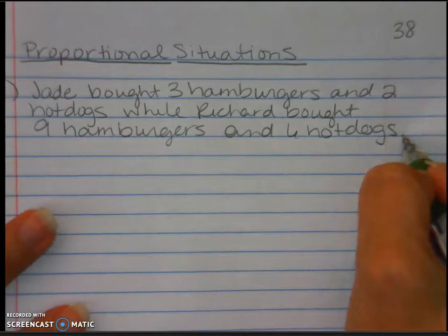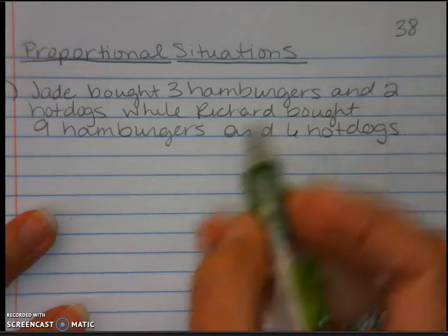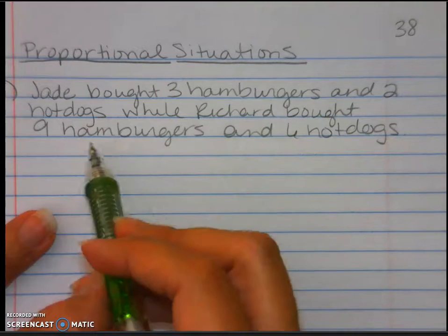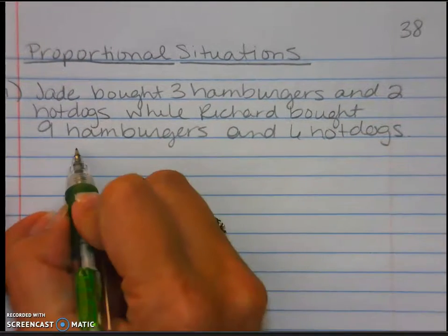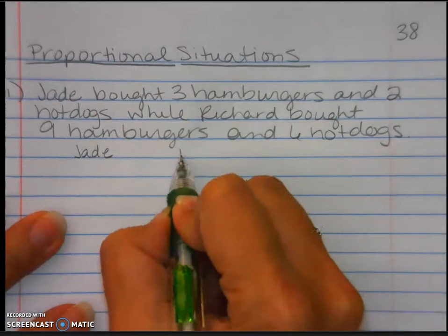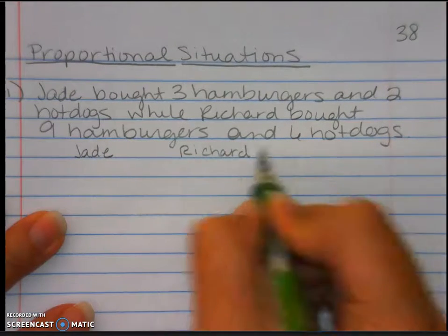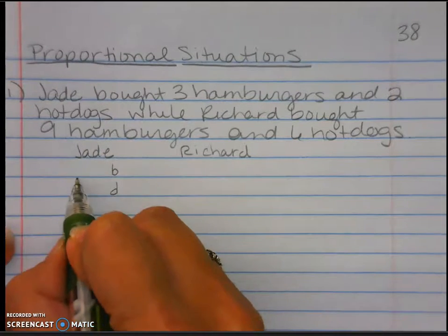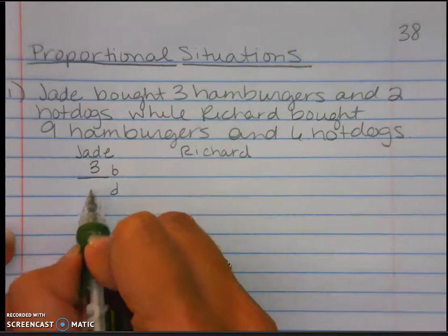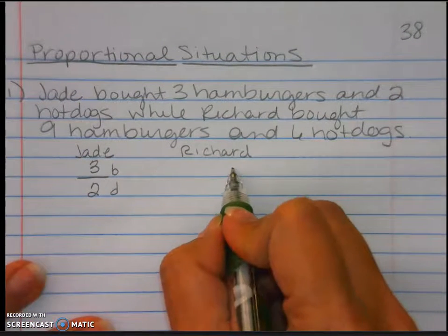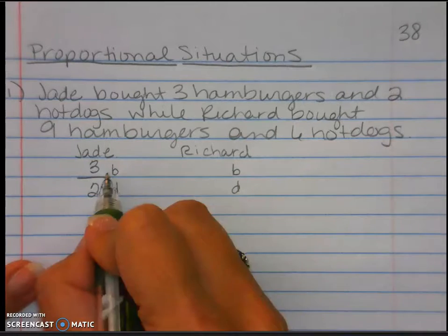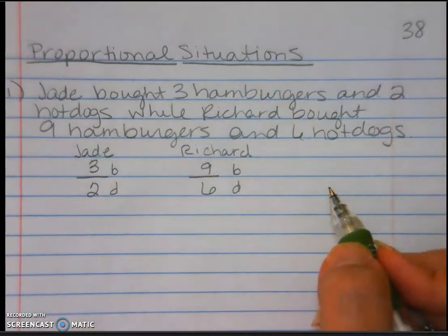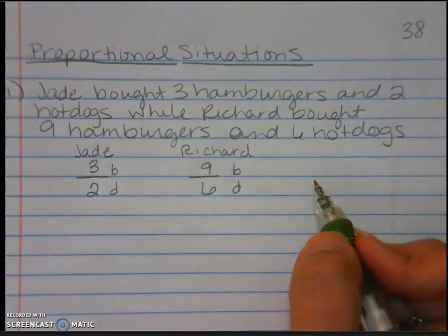So if we want to know if this situation is proportional, we need to know if, when we write the ratio for Jade of hamburgers to hot dogs, it is equal to the ratio of hamburgers to hot dogs for Richard. So we're going to remember order matters. So I'm going to write a ratio for Jade, and I'm going to write a ratio for Richard. So hamburgers comes first. So I'm going to use B for burgers and D for dogs. So for Jade, this is going to be 3/2. And for Richard, again, burgers comes before dogs, plus we want it to match Jade's. His is 9/6.